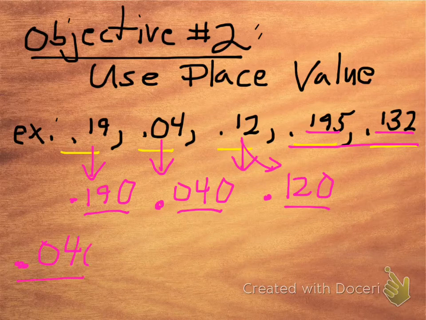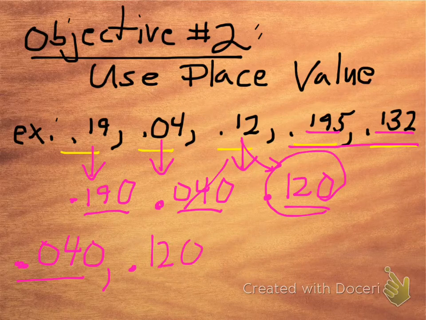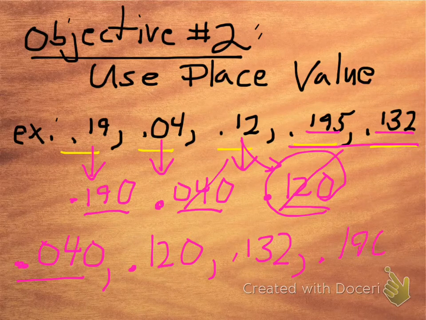Now, I could put the extra 0 in, or I could just put 0.04. The second number, let's look through the list again, so that one's done. The second number is probably going to be this 120. So 0.120 comes next, and we cross that one out. Again, look through the list, and I see 0.132, followed by 0.190, and then the very last one will be 0.195. And again, now the decimals are in order from least to greatest.